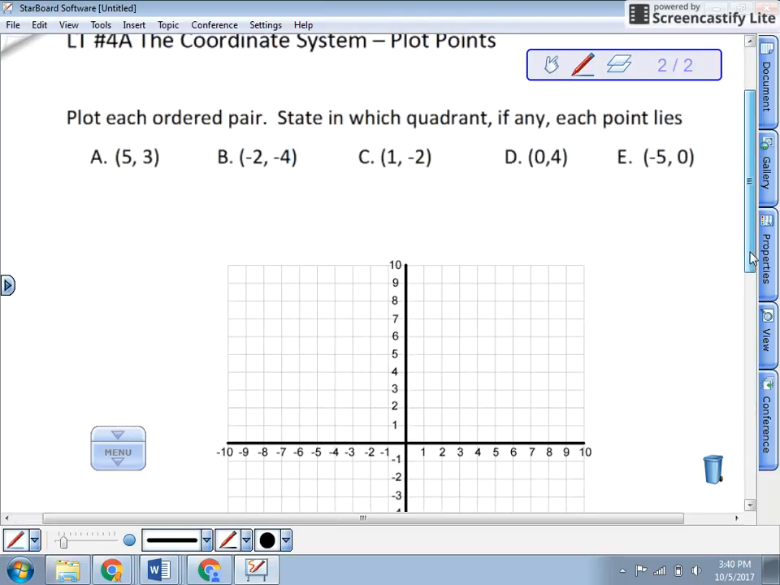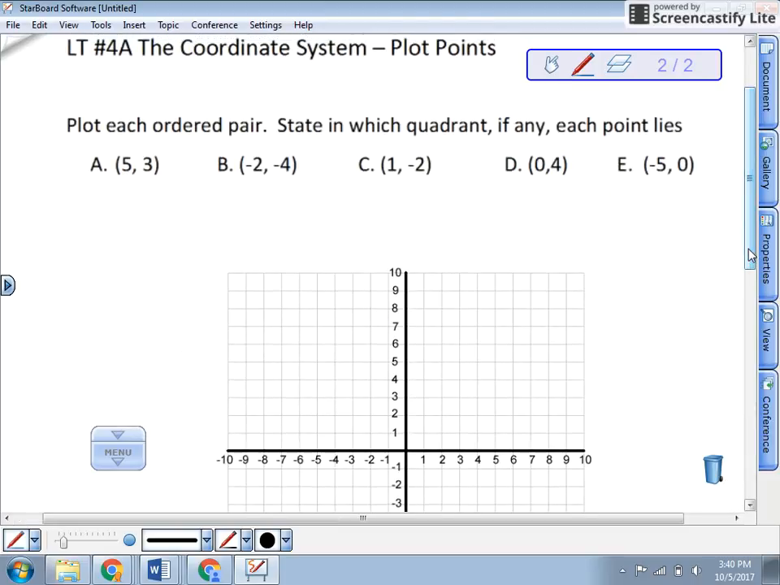So we're going to plot each point now and state in which quadrant, if any, the point lies. So make sure we're going to get that quadrant down. Let's do A first. I'm going to start at the origin. I go over 5. So 1, 2, 3, 4, 5. Then I go up 3. 1, 2, 3. So there is my point A. I'm just going to put a little A there so we know. Now, which quadrant is that? I'm going to write that right below. So that is in quadrant 1. I'm just going to put the Roman numeral there, because remember, they go 1, 2, 3, 4.